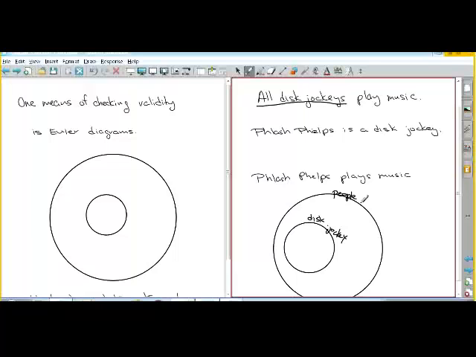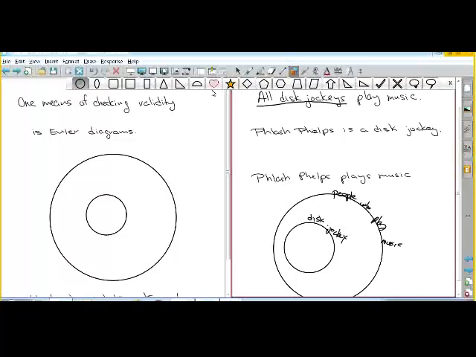Okay, so all disc jockeys play music. The outer circle is people who play music. We'll see how that applies now. So that's what you would do. You can see all disc jockeys: the circle that represents disc jockeys is within the larger circle of people who play music. So all disc jockeys play music, because that's what disc jockeys do.